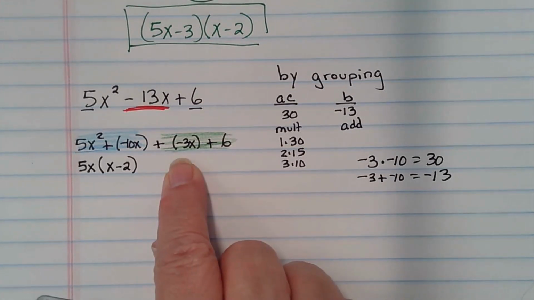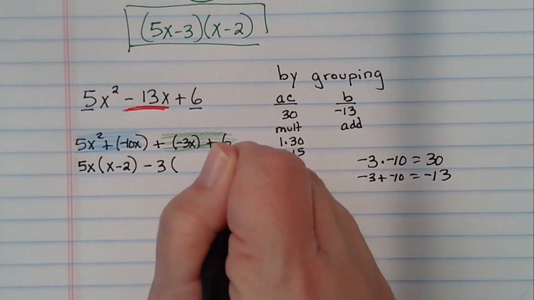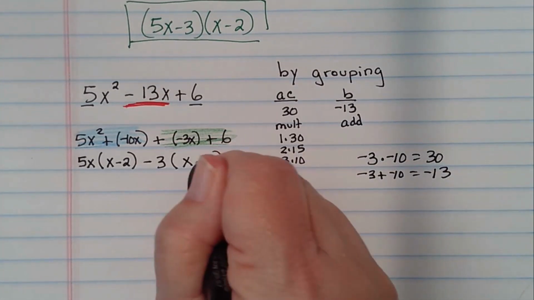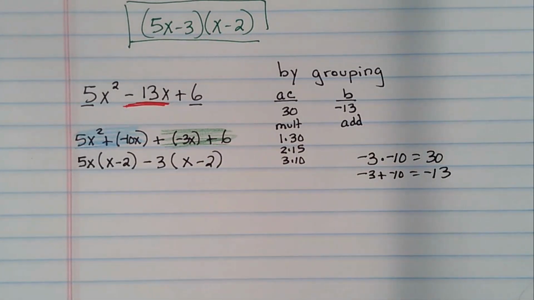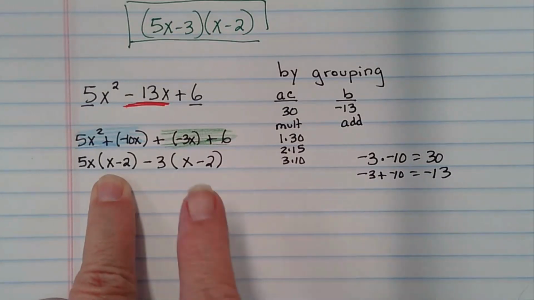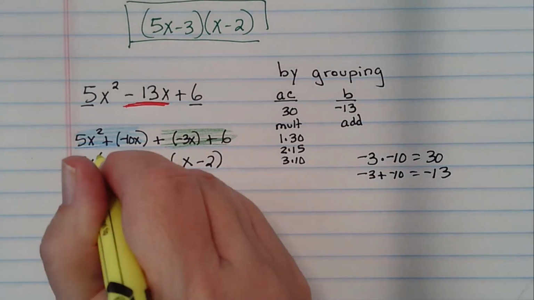Now in my green part here, I want to have a positive x, so I'm going to factor out a negative 3. And if I factor out a negative 3, I will have x minus 2. And it's always going to happen that way. So now, do you see we have two terms? This is term number 1, 5x times x minus 2. This is term number 2, 3 times x minus 2. Inside these two terms, they have a common factor.